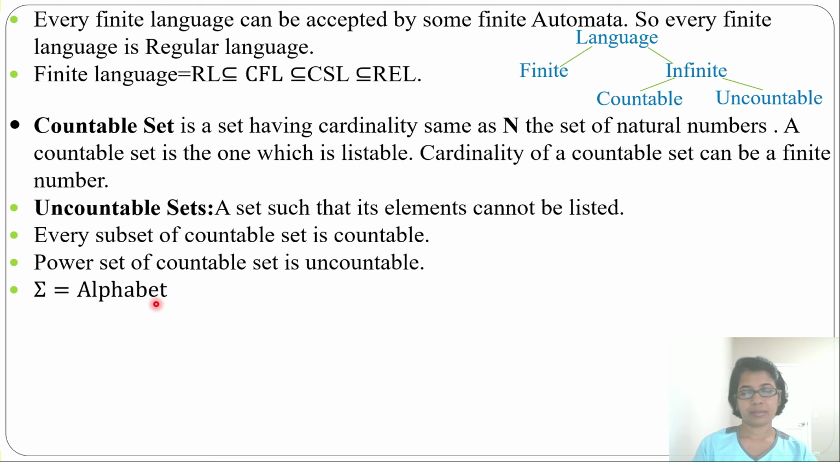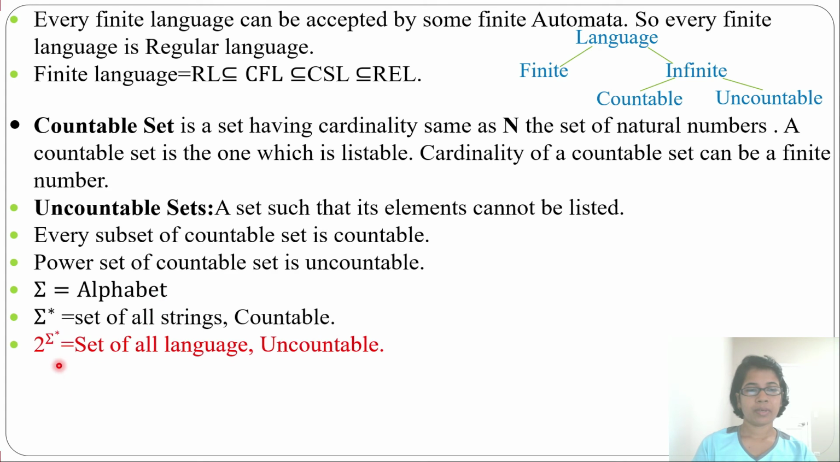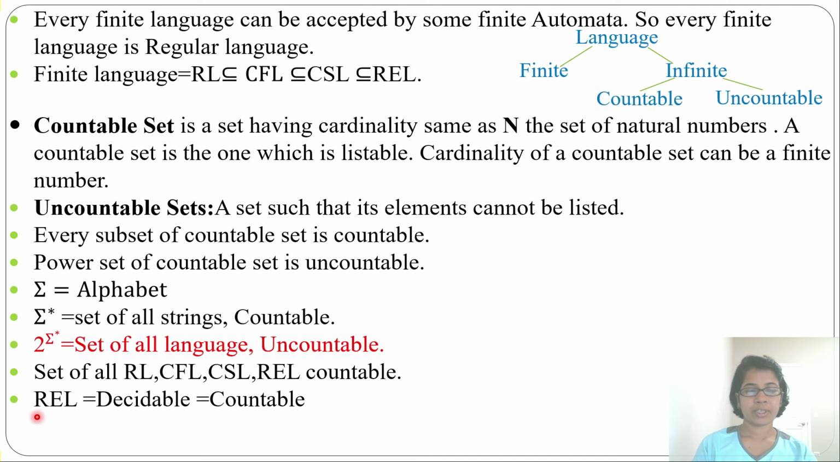Let sigma be the alphabet, then sigma star is the set of all strings, which is countable. But 2 power sigma star, the set of all languages, remember, is uncountable. The set of all regular, context free, context sensitive and recursive enumerable languages is countable. Recursive enumerable language is decidable and countable. Till recursive enumerable language, it is decidable and countable. Non-recursive enumerable language is undecidable and uncountable. So two things are uncountable: the set of all languages, that is 2 power sigma star, and the languages which are undecidable.